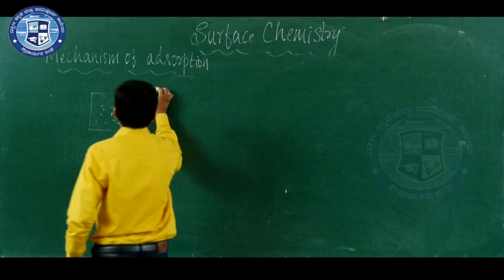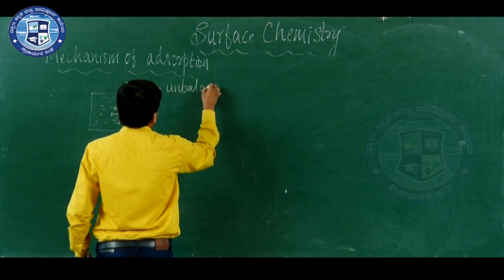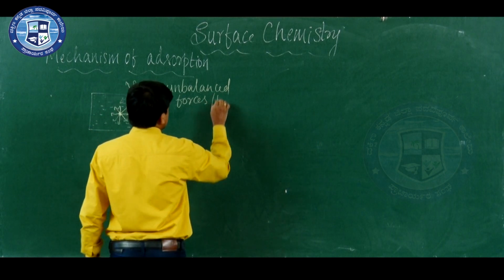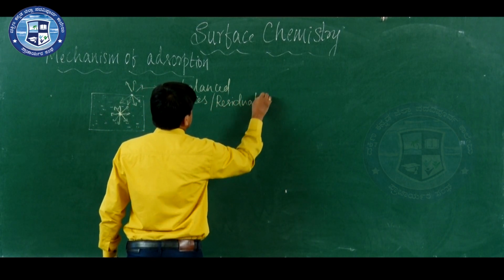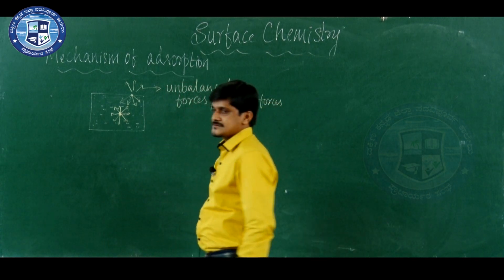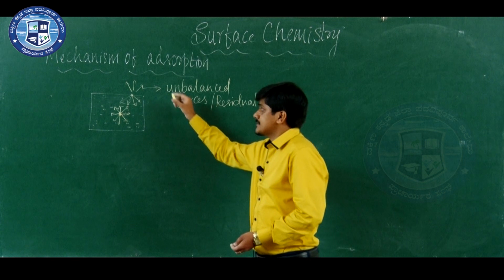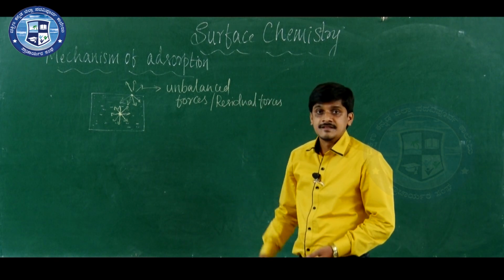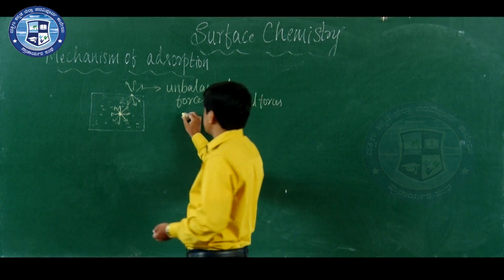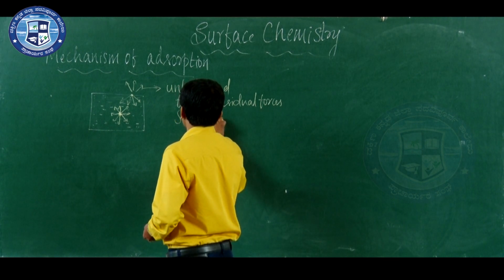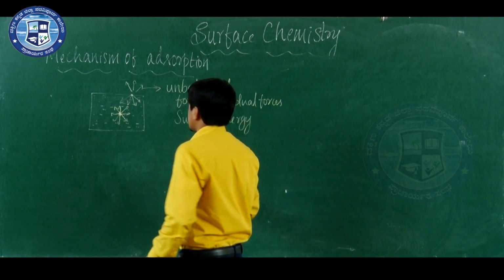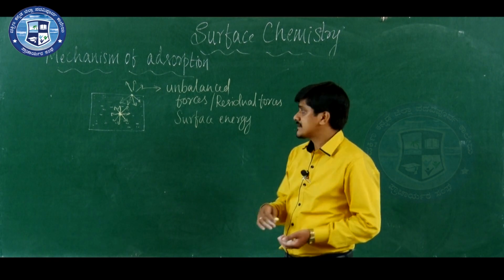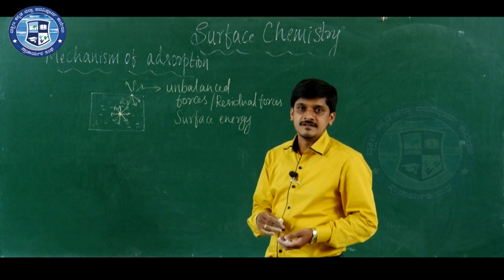So those unbalanced forces are also called residual forces. Unbalanced forces are residual forces. Due to this residual force or unbalanced force present on the surface, there will be more surface energy. Surface energy increases. So due to more surface energy, adsorption takes place. Surface energy is nothing but surface tension. Surface tension will be there.